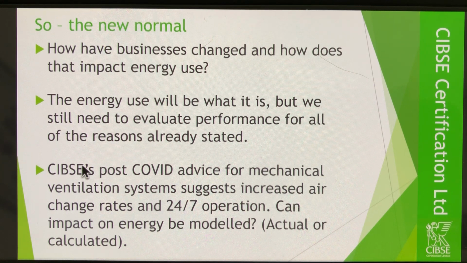Where can we look for guidance on where we might go with this? Well, let's look at SIBSE's post-COVID advice for mechanically ventilated buildings. The suggestion here is that we increase air change rates and keep it running all the time. That suggests increased energy use. Can that be modelled? Can we start recording that in detail and see the effect of that? Or if not, can we calculate it? If we're not metered in the way that we can separate that out, can we calculate it and model it that way? That might be worth looking at.